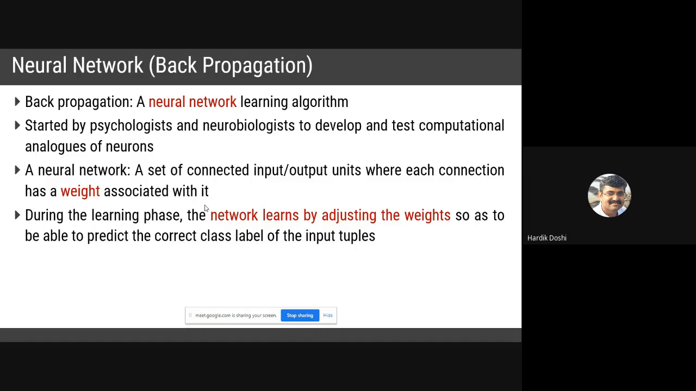Now your target changes: I want to swim faster, I want to cover more distance. So you again give the feedback to your brain: move your hands faster, move your legs, glide faster. The same concept is used in neural networks.